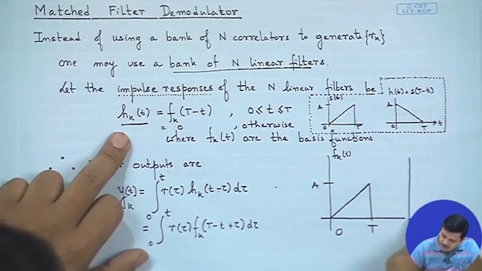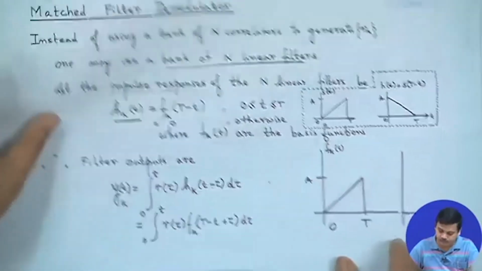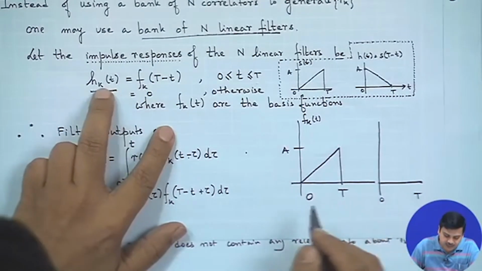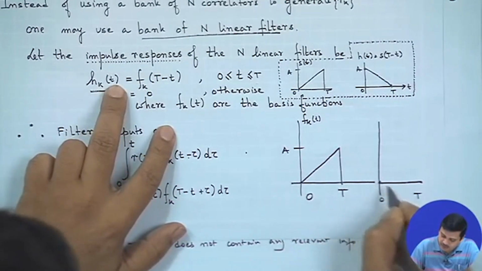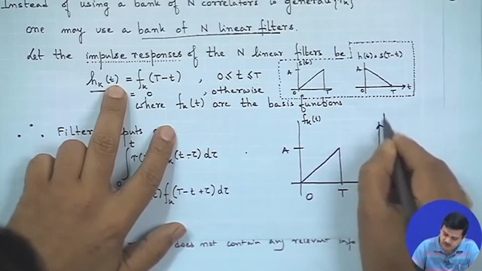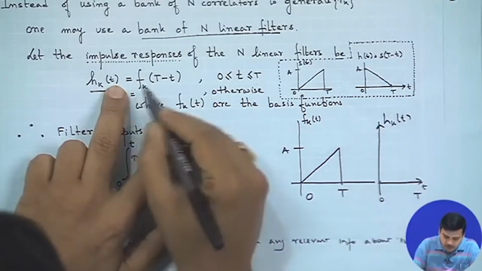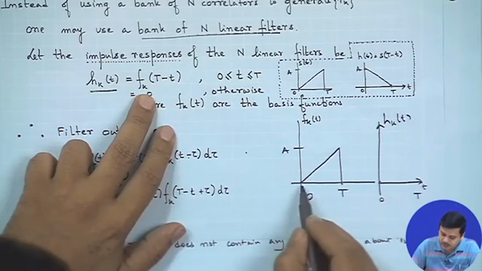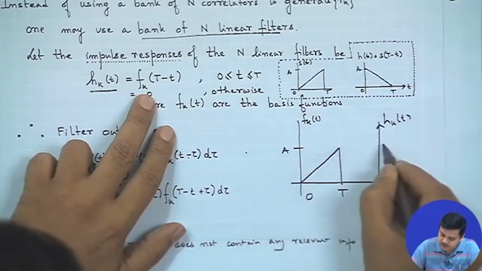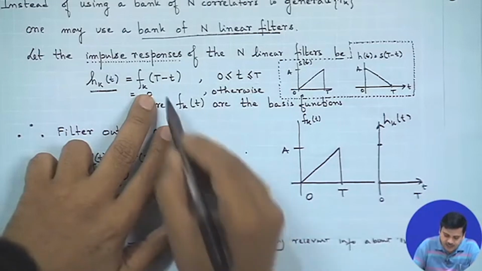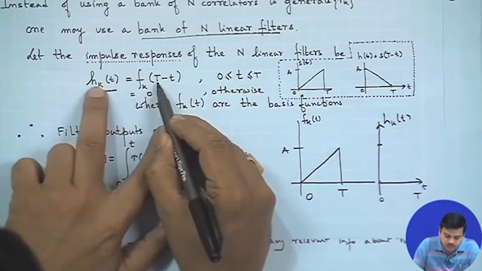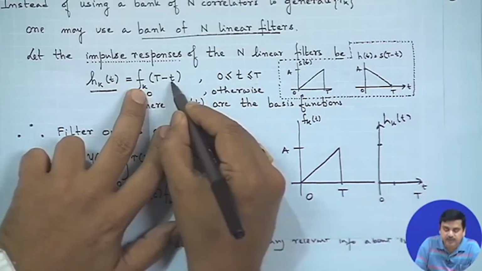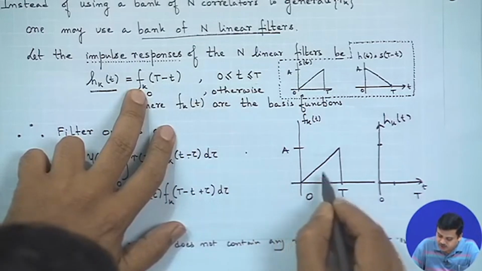So, when we draw hk from 0 to T going by this definition, hk of 0, at time 0, so this is time index t, this is hk of t, you have the value of fk of capital T, which is a. So, you have the value over here, and at small t equals T by 2, hk of T by 2 at this point would be equal to fk of capital T minus T by 2, that means somewhere here.